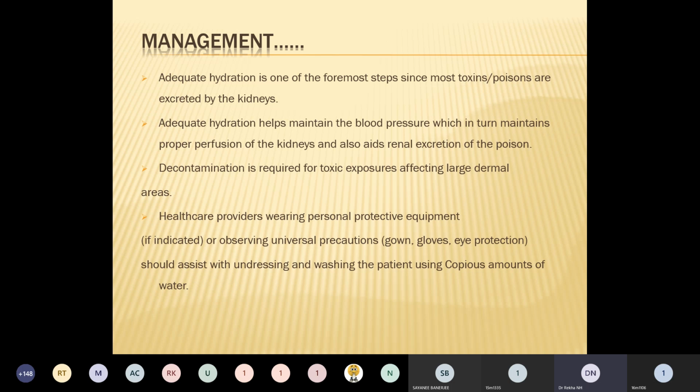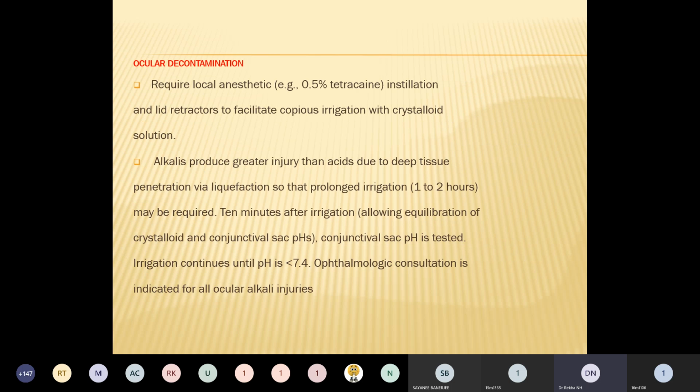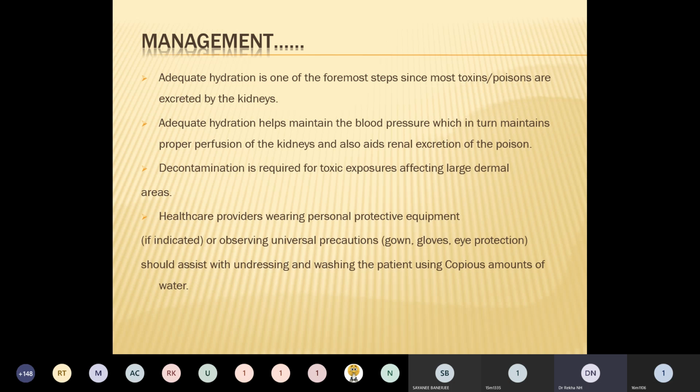Decontamination is required for toxic exposure affecting largely dermal areas. Whenever we are providing treatment for poisoning, healthcare providers should, number one, wear personal protective equipment, and universal precautions like gown, gloves, and eye protection should be worn.